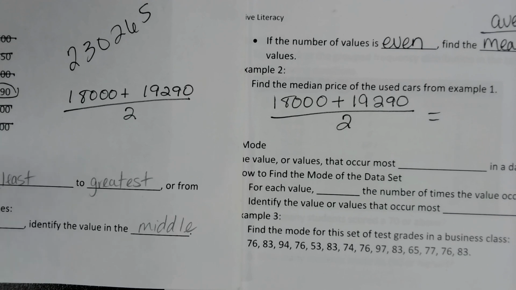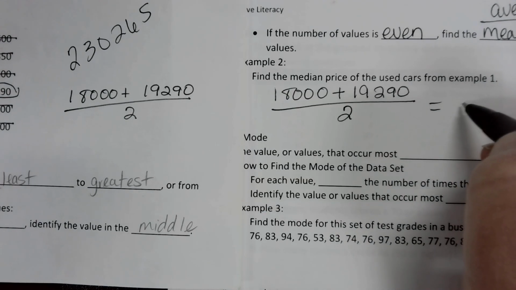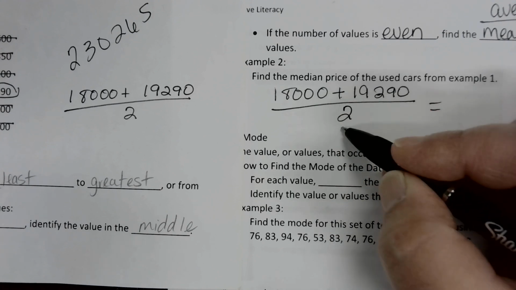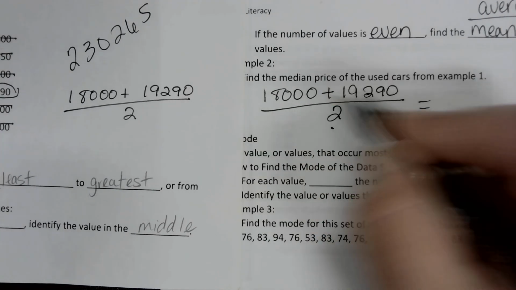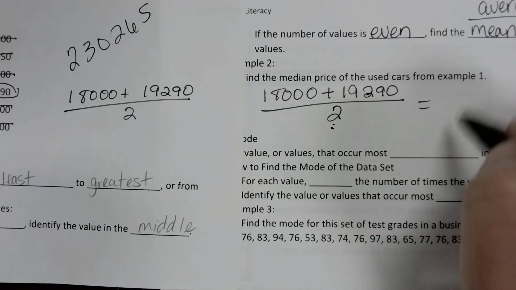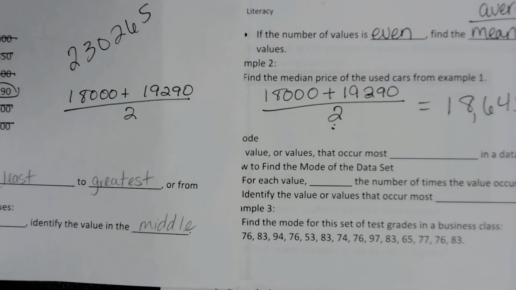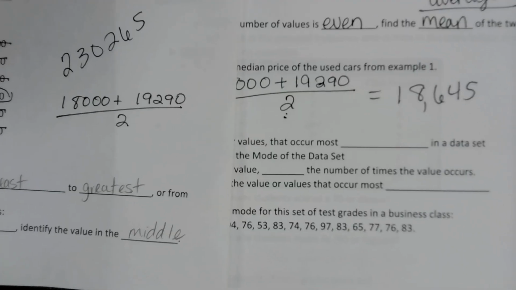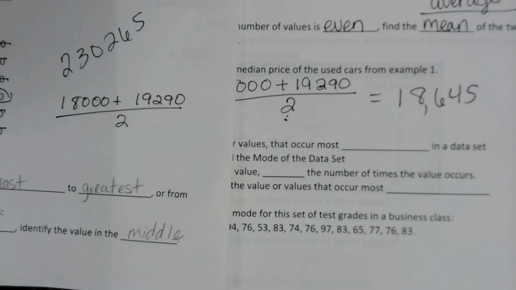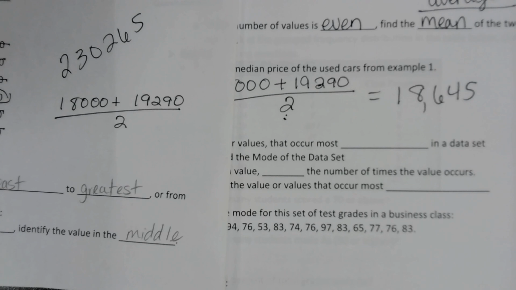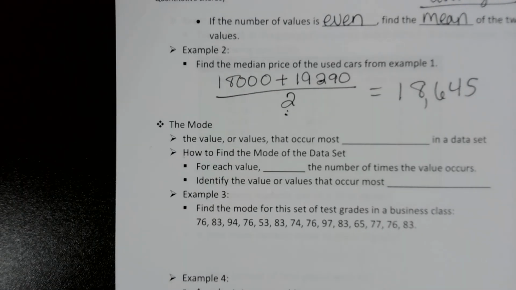So, the answer I got in my calculator, because I put that plus that, hit equals, and then divided by 2. Okay? Got to add those together first, then divide by 2. And I get 18,645. And that tells me what the average cost of cars, the mean, the median, the middle cost of cars that were sold over the weekend in Conway.